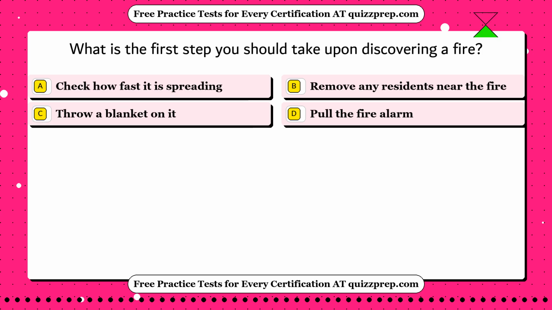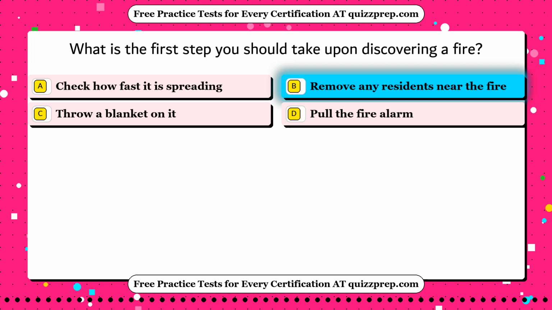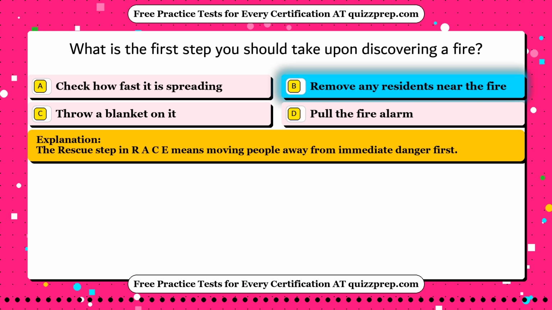Question 145. What is the first step you should take upon discovering a fire? Option A, check how fast it is spreading. Option B, remove any residents near the fire. Option C, throw a blanket on it. Option D, pull the fire alarm. The correct answer is option B, remove any residents near the fire. The rescue step in our ACE means moving people away from immediate danger first.